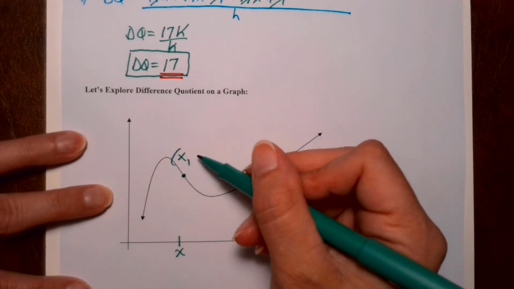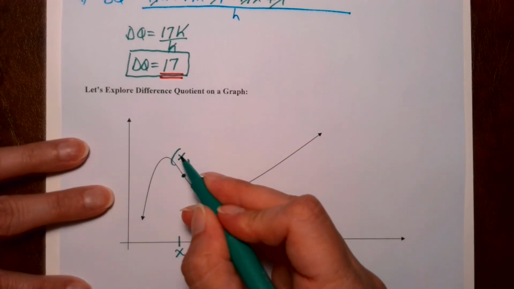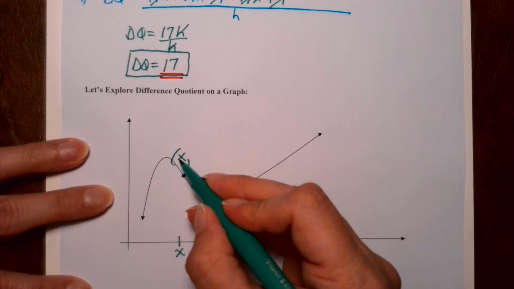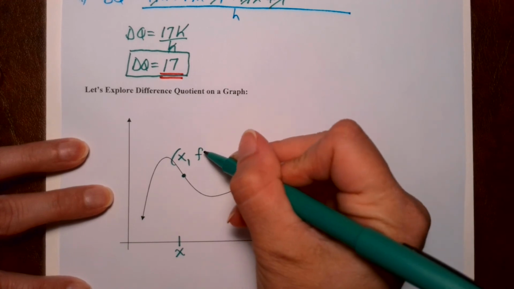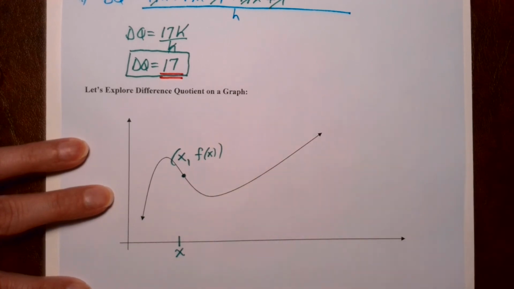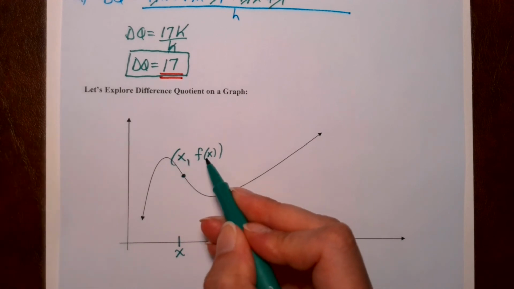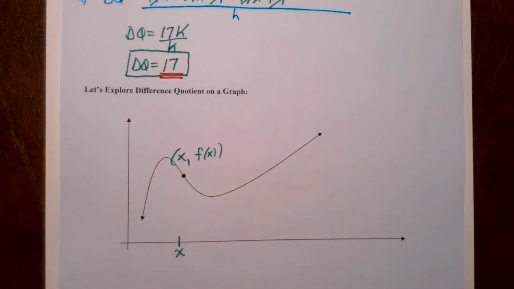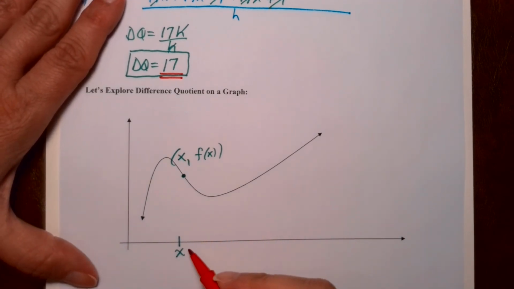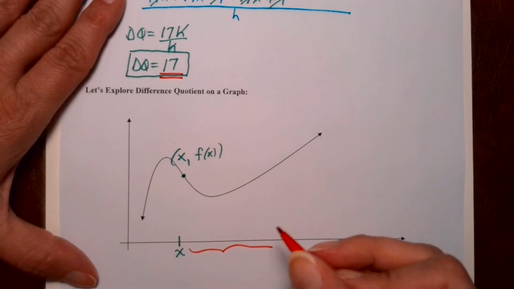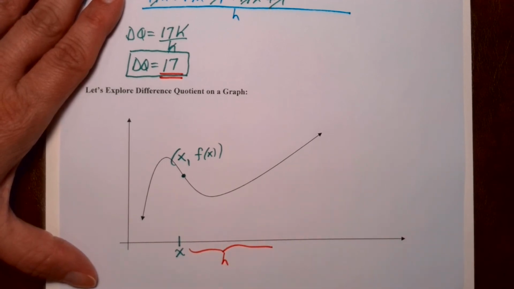Well, we're not going to say y. I want to say in terms of x. The y value is going to be f of x. So x, and then f of x. That's another way of saying y, right? Now let's move farther along the x-axis. Let's go h units to the right.